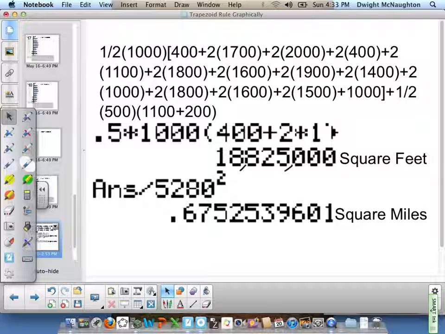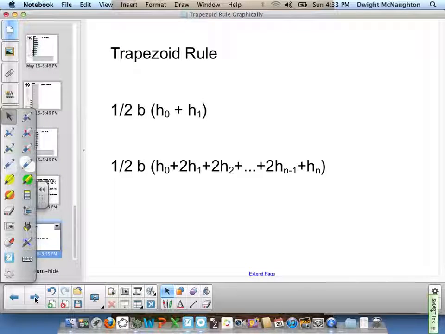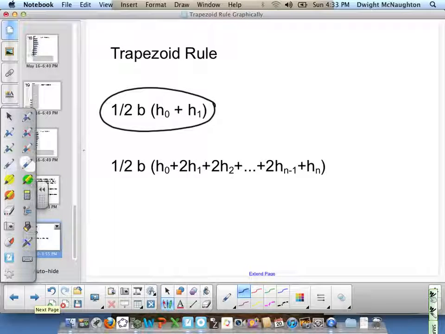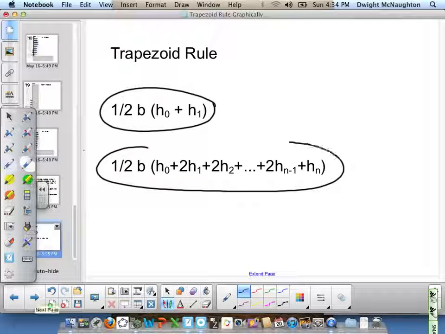All right? So in review, trapezoids. The trapezoid rule. We're taking a trapezoid and using it to estimate the area underneath a curve, 1/2 the base times the sum of the heights. If we're doing it with multiple trapezoids that all have the same height or all the same base, we can use this formula. Otherwise, we add the trapezoids up separately.